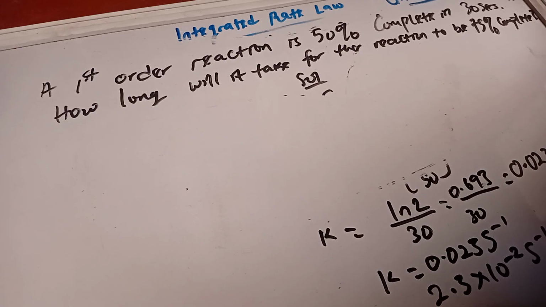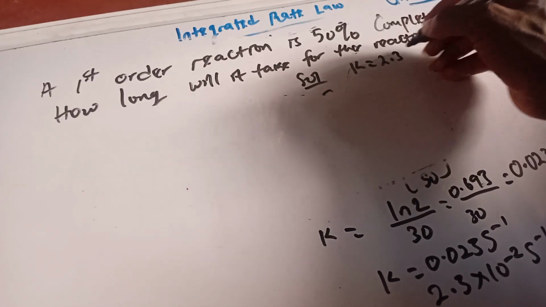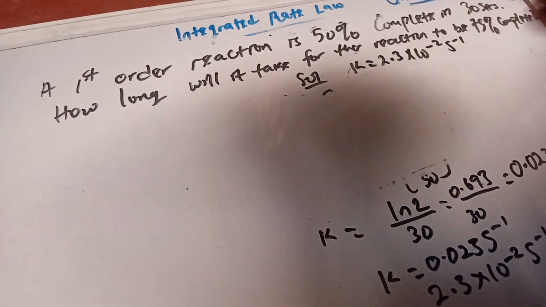No, this rate constant is always constant. Whatever is happening, whether the time varies or the concentration varies, this is constant. So since it's called rate constant, we leave it that way, not touched: 2.3 times 10 raised to power minus 2 per second.